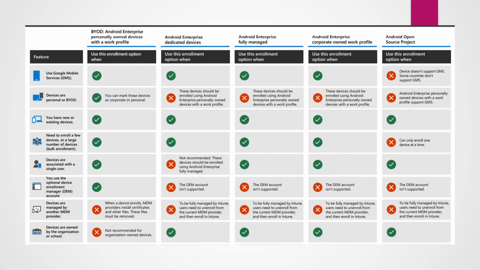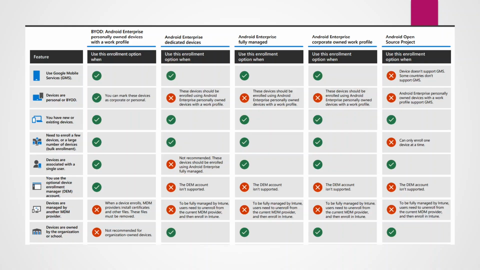The final Android option is enrollment for devices based on Android Open Source Project, or AOSP. This method is useful for devices that do not support the Google mobile services. Some specialized devices sold in certain countries may use Android but not include Google standard services. The AOSP enrollment can support organization owned devices, devices assigned to individual users, specialized or purpose built Android hardware, and environments where Google mobile services are unavailable.